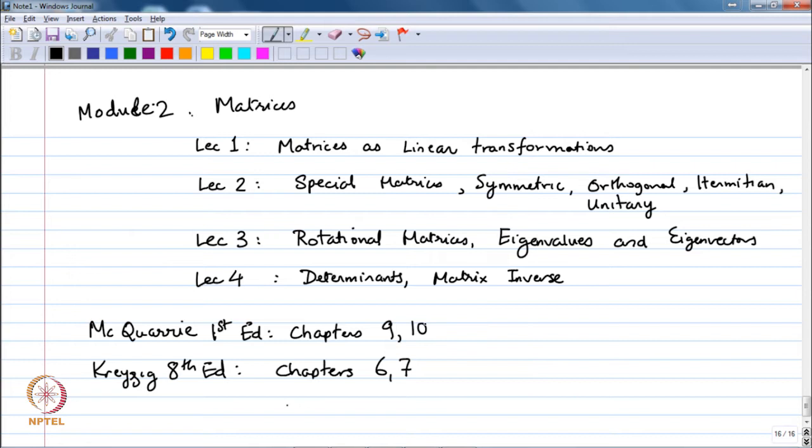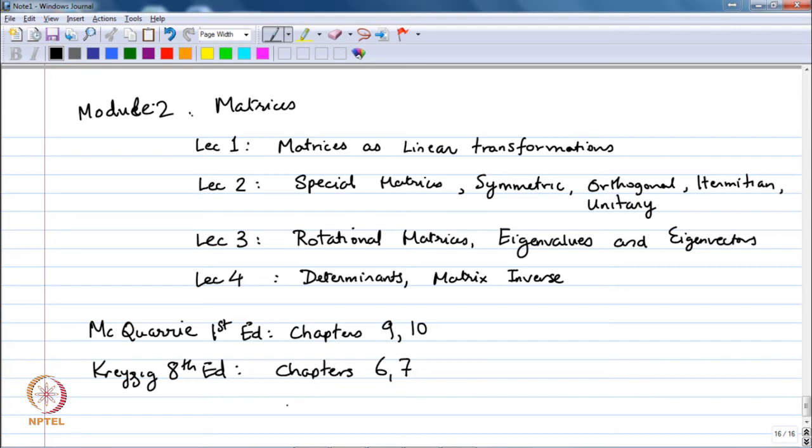In module 2 we have discussed matrices. In the first lecture we talked about matrices as linear transformations of vectors. Then in the second lecture we talked about special matrices: symmetric, orthogonal, Hermitian and unitary matrices. Then in the third lecture we talked about rotational matrices and eigenvalues and eigenvectors of matrices. And in the fourth lecture we touched on determinants and the inverse of matrices.